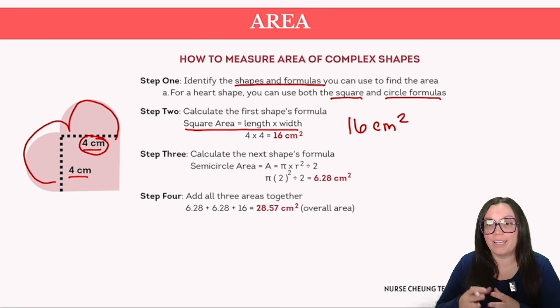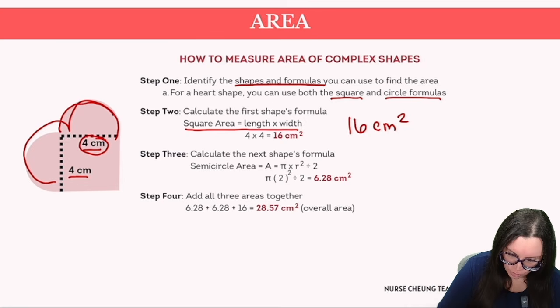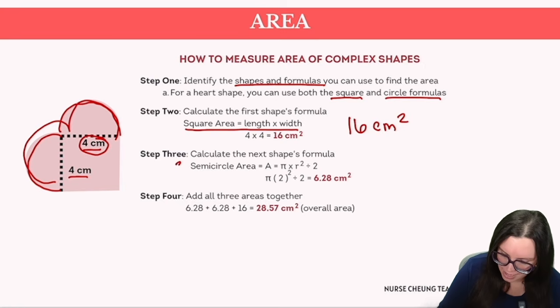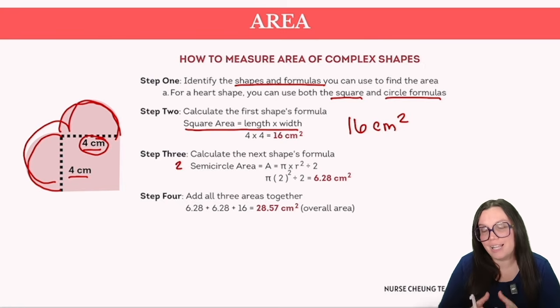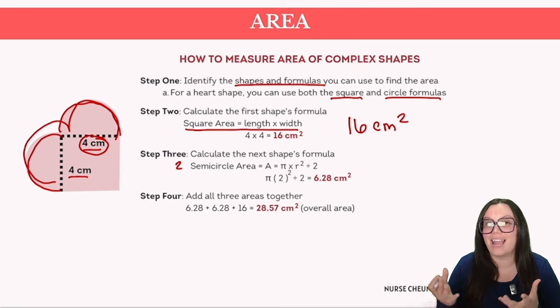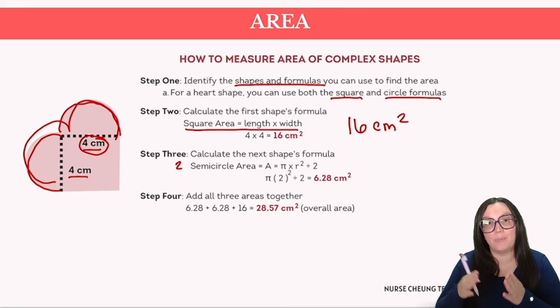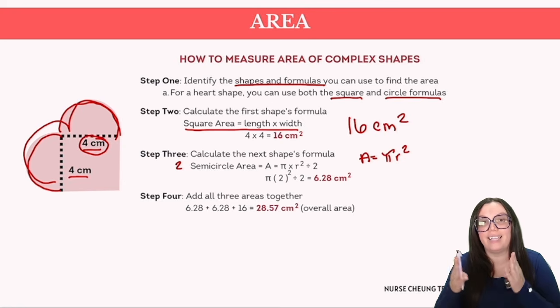So step 3 is we want to calculate the next shape's formula. So as we know, we have 2 semicircles along the edges of our square. So we need to figure out what is going to be the area of our semicircles. And all we do is we take our equation when it comes to area of a circle, and then we divide it by 2 in order to get the overall area of a semicircle. So starting with our equation, we have area of a circle, which is A is equal to pi r squared. That's how we're going to figure out the area.